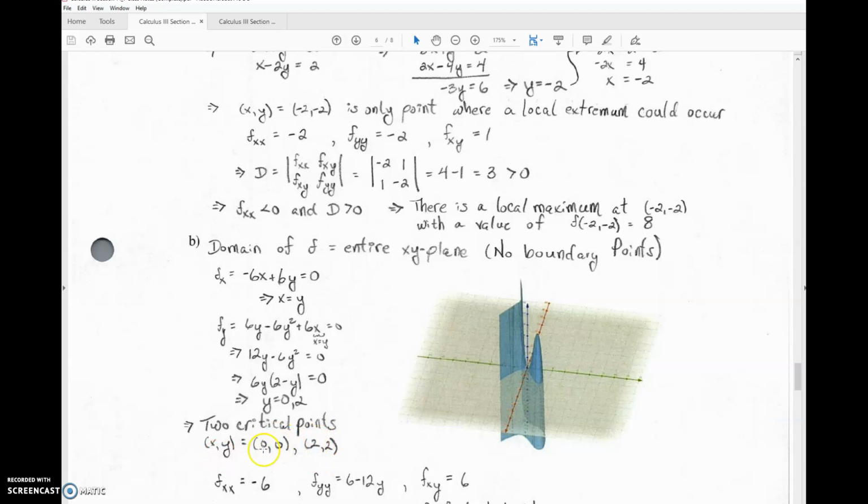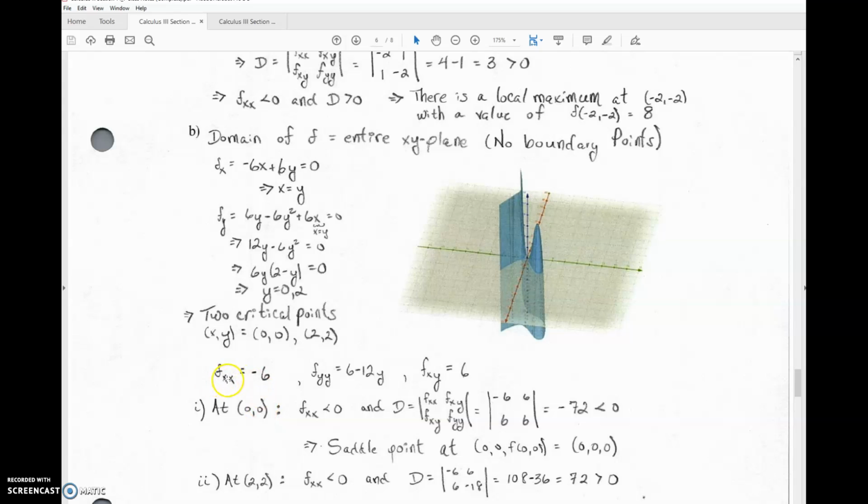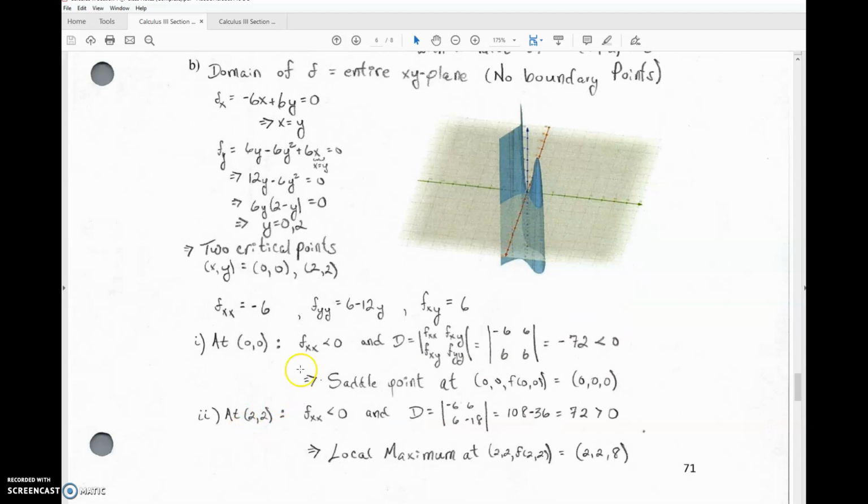So two critical points. Now we're going to check the second partial. The second partial with respect to x is negative. So that's always negative. That would mean that both points could possibly be local maxima, since it would be concave down. But to see what we have, I have to check the discriminant. So I need the second partial with respect to y, which is 6 minus 12y. That's going to be different depending on what y value we plug in. f sub xy is 6, so that will always be 6.